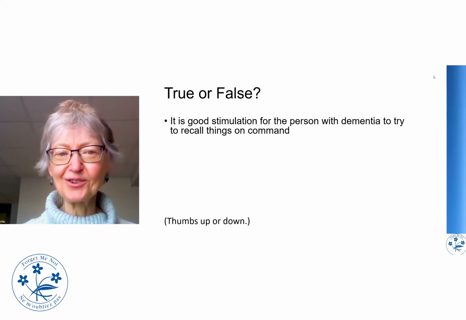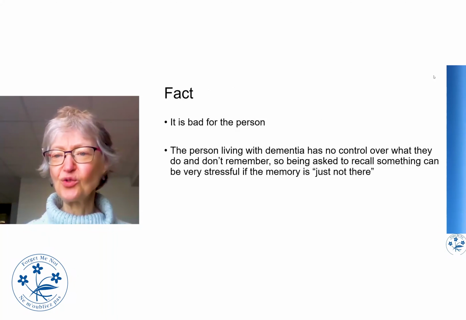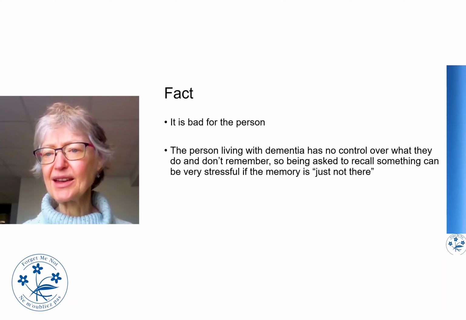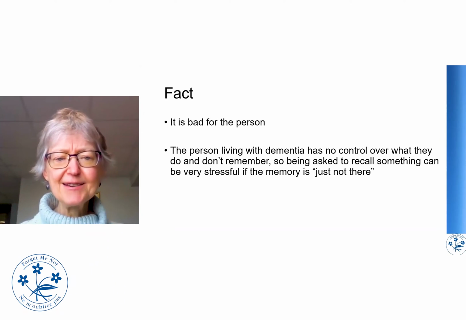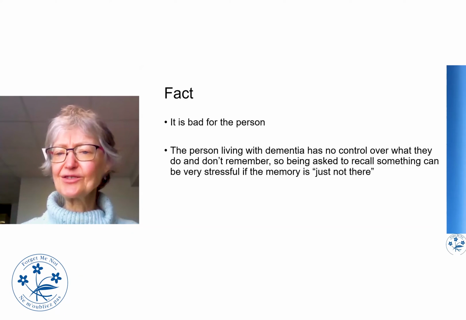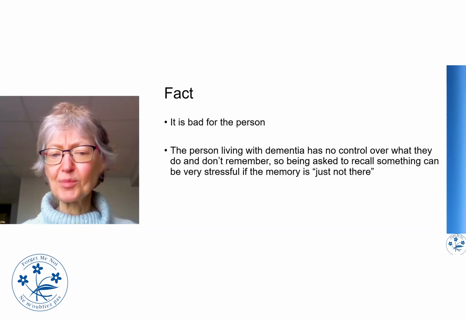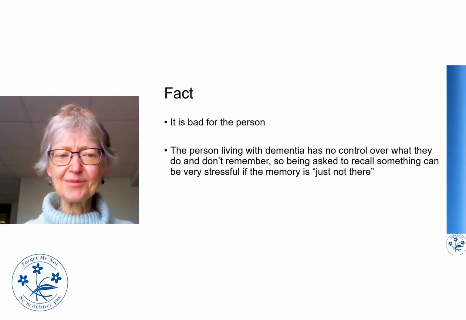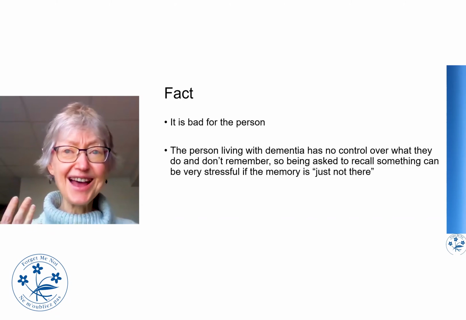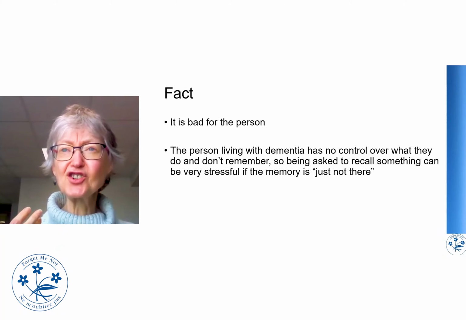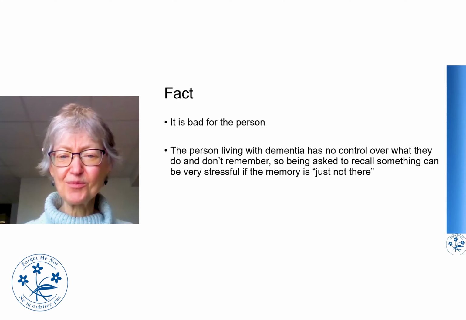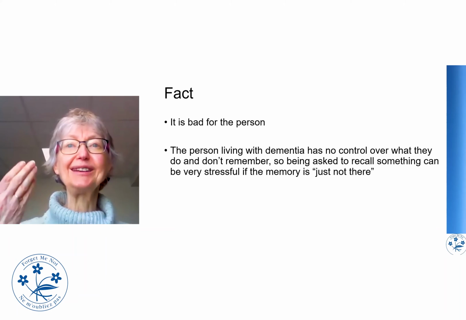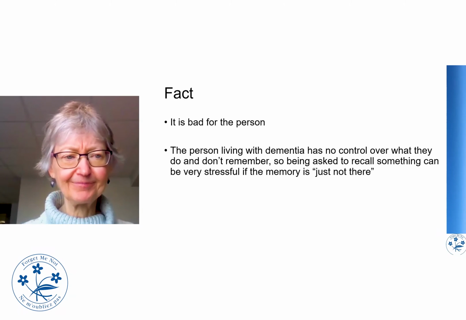I'm seeing the thumbs. All right. And you were right. No, trying to get people to recall on demand is actually not a good plan for folks living with dementia. It's bad. The person living with dementia has no control over what they do and don't remember. So being asked to recall something can actually be very stressful, particularly if the memory just is not there. If their hippocampus has been damaged, then even though they can talk to you and have conversation in the immediate moment, they cannot force their brain to put something into their memory.